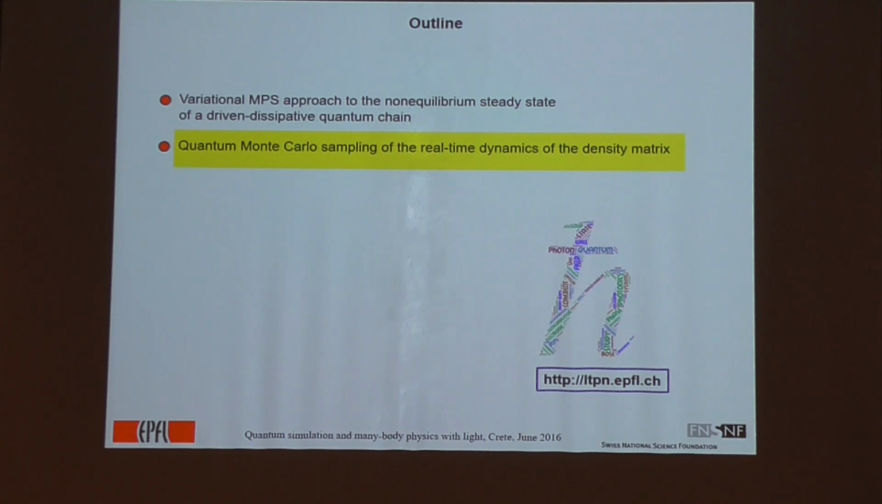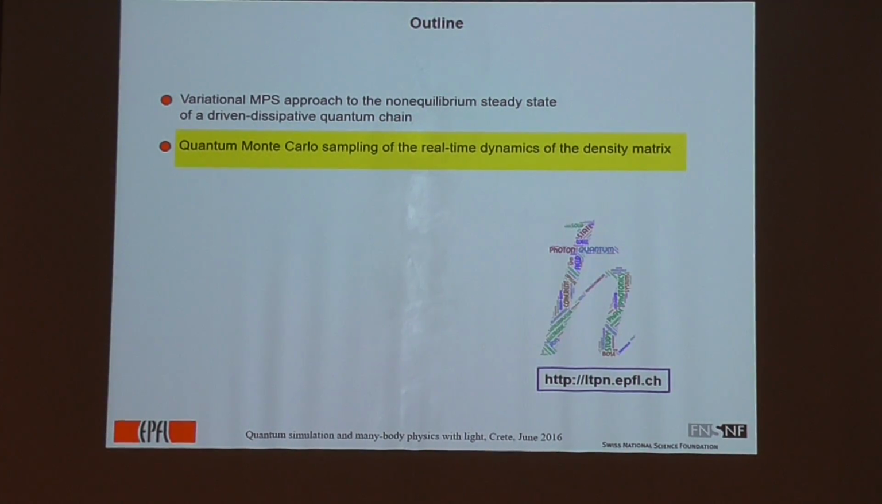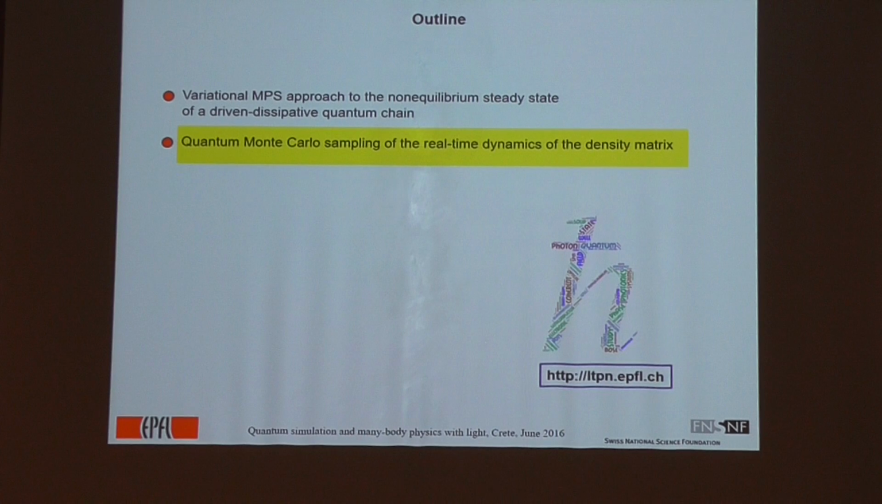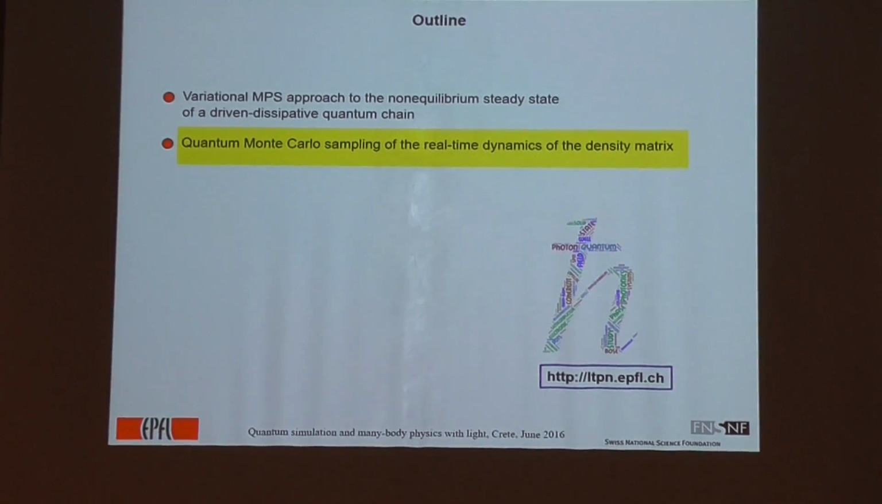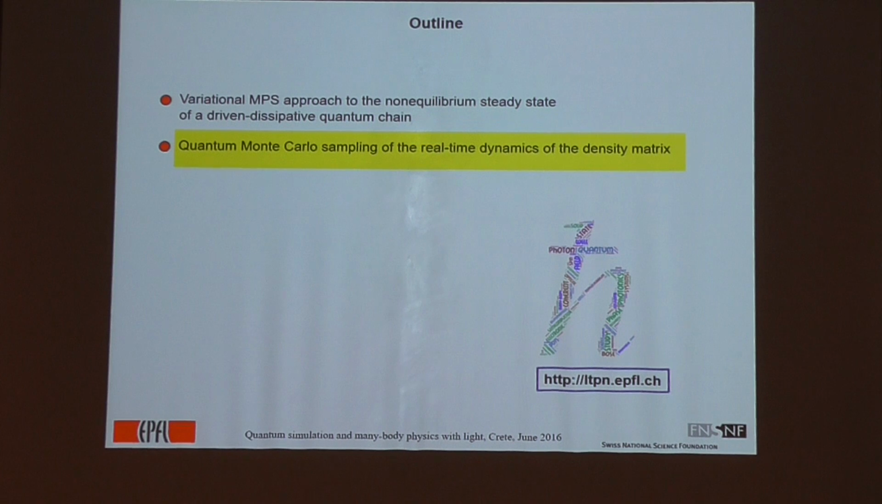That Quantum Monte Carlo is a way to sample stochastically the quantum fluctuations that are induced by the environment on the system. But the degrees of freedom of the system, you integrate them exactly, or perhaps with clever ansatzes like MPS. Here I'm talking about a way of sampling the degrees of freedom of the system stochastically. And this is something that, to my knowledge, has never been tried for this problem.